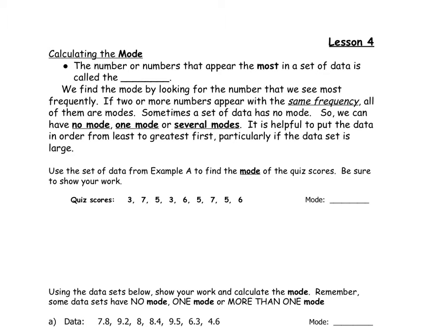Welcome back. We are now at lesson 4 from the Measures of Central Tendency unit, and today we're going to be calculating the mode. So let's read what it starts with. The number or numbers that appear the most in a set of data is called the mode.